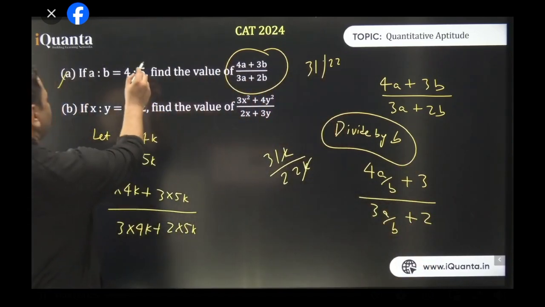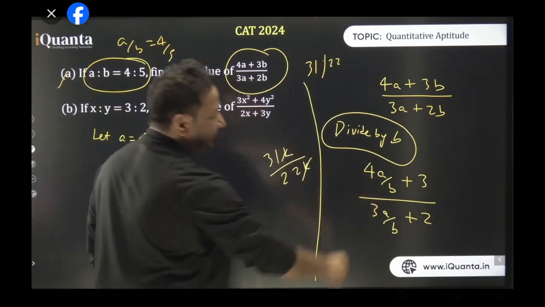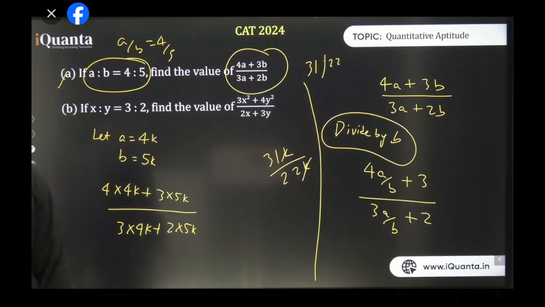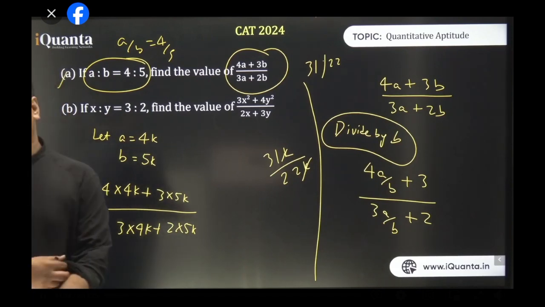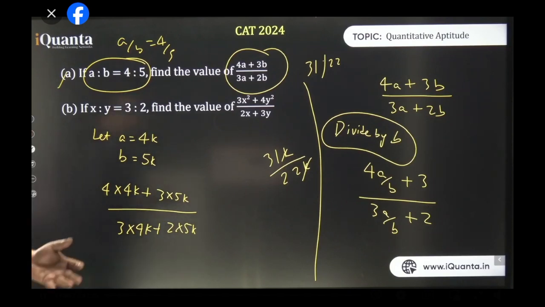And the value of A by B is known to us. That is 4 by 5, isn't it? Put the value 4 by 5 here and get our answer. So that is what you have to do. See, when the ratio is 4 is to 5, it doesn't mean they are 4 and 5 only. They can be 20 and 25 also. So you don't know which multiple it is. That is why I put K. Clear to all of you?